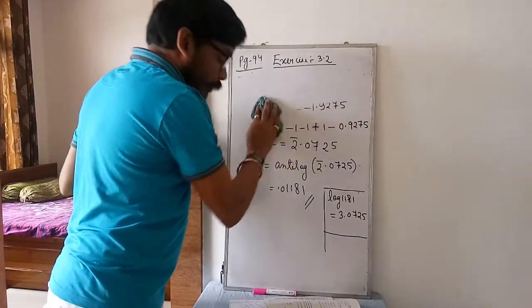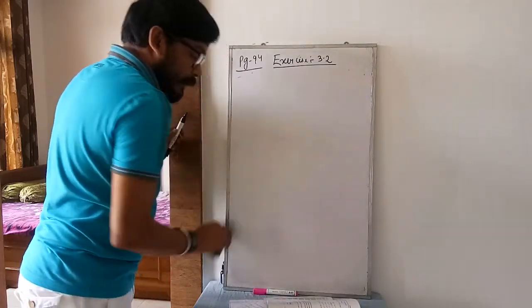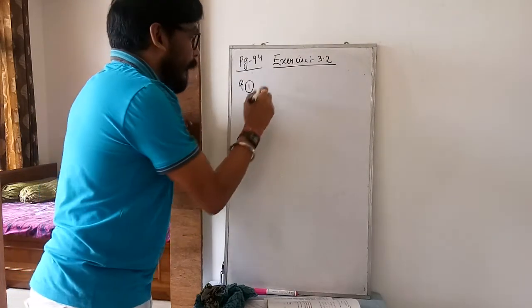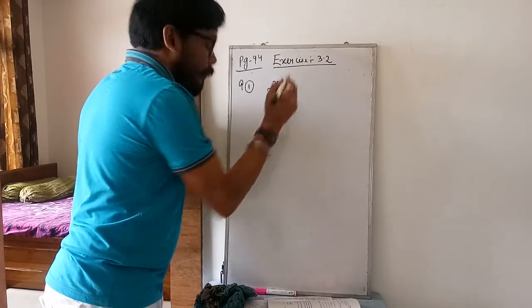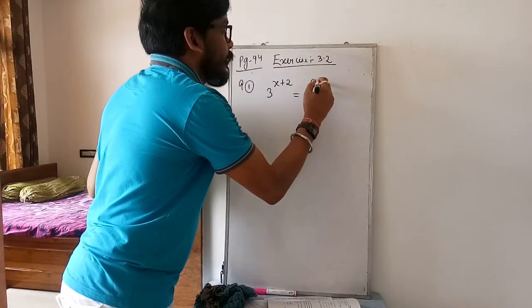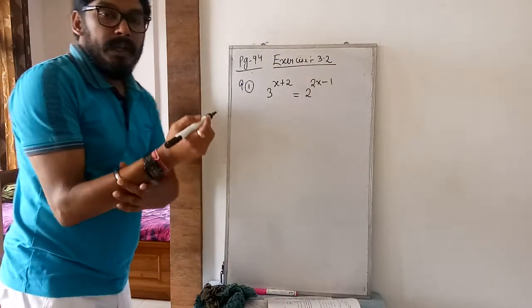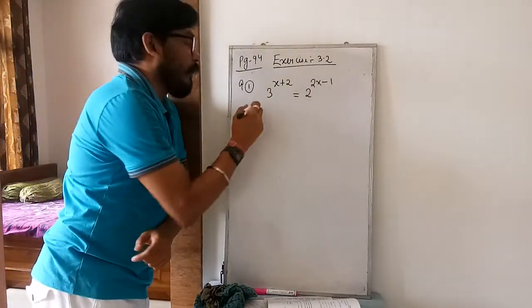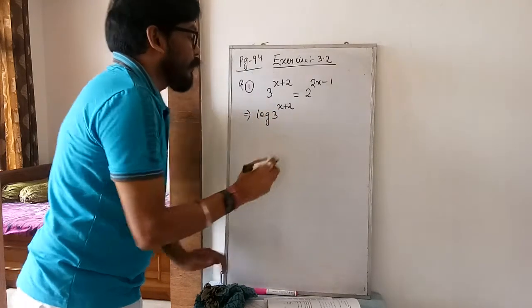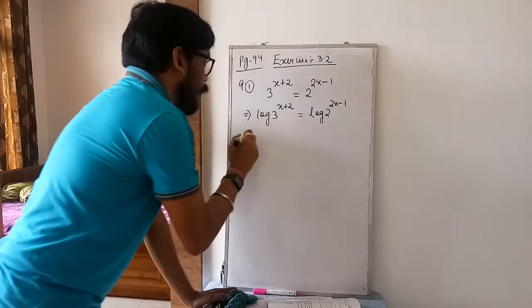Clear? Now we will go for question number 9, Roman 1. They have said solve by using logarithm. Solve means finding the value of x, and I have to use logarithm here. So the first question is 3 to the power x plus 2 equal to 2 to the power 2x minus 1. This is the sum which is given, and you have to find the value of x by using log. So I will take log both sides: log of 3 to the power x plus 2, and log of 2 to the power 2x minus 1.